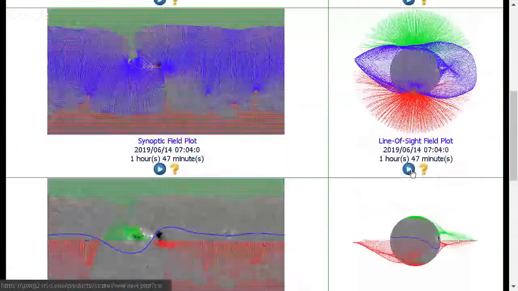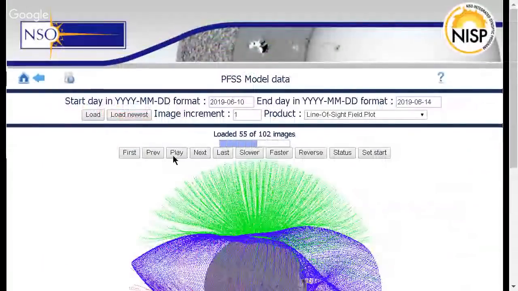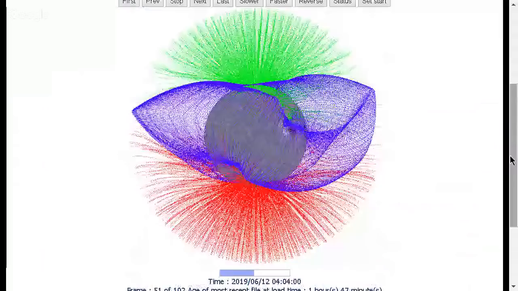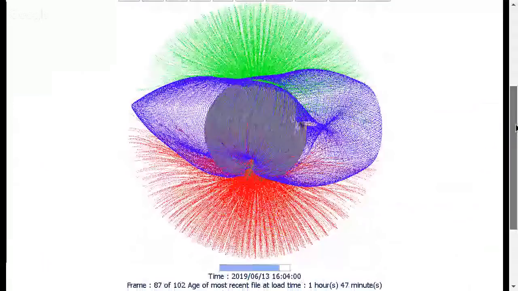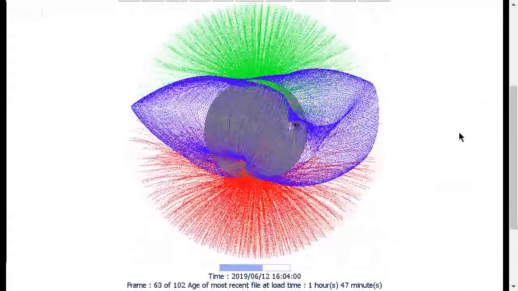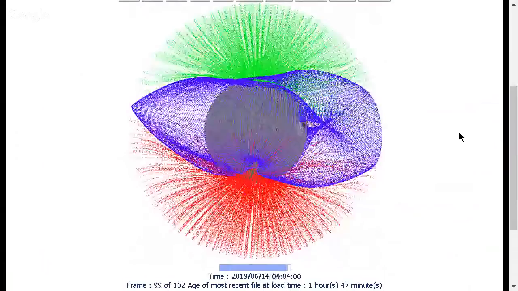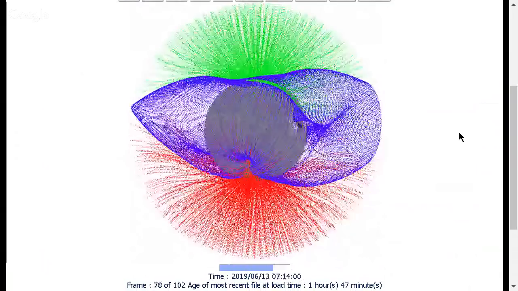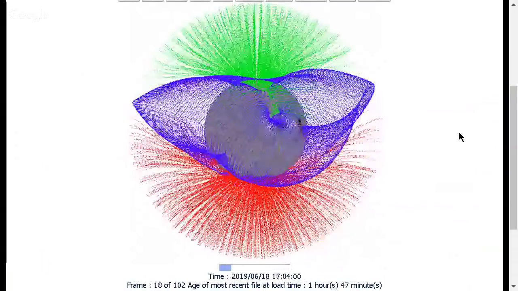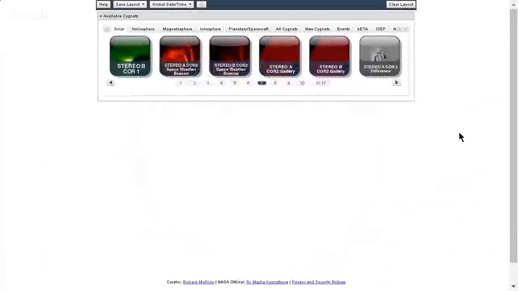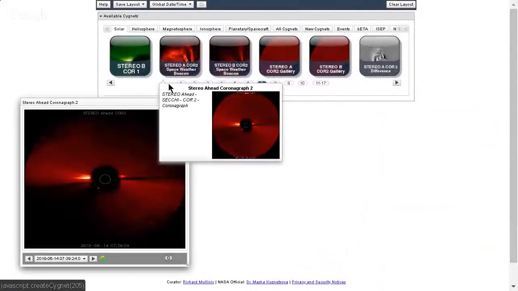We'll check out the line of sight field plot, which shows the B field of the sun, which is in blue. North pole field is green, south pole field is red. Those are the Z fields. Not a whole lot going on right now. The Earth is in the South Pole associated portion of the heliosphere, the current sheet, that is.